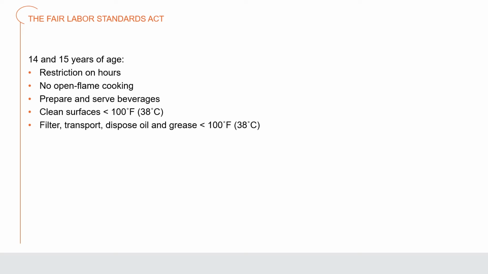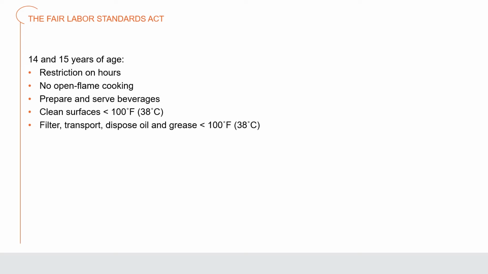Employees 14 and 15 years of age. There are restrictions on number of hours they can work and what they can do. They can work in food preparation but cannot perform any baking activities, and they can only perform limited cooking duties. They cannot engage in cooking except with gas or electric grills. They do not involve cooking over an open flame, or deep fat fryers, except those equipped with devices that automatically lower and raise the baskets in and out of the hot grease or oil.